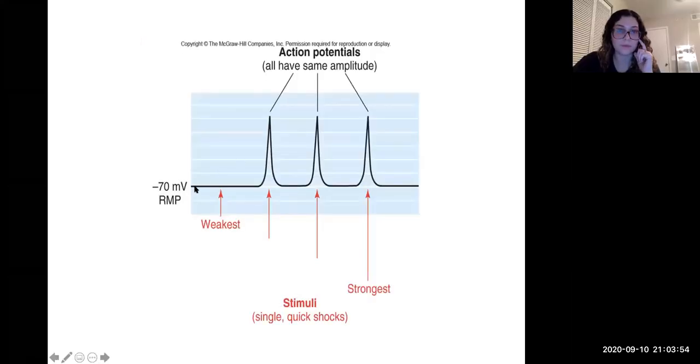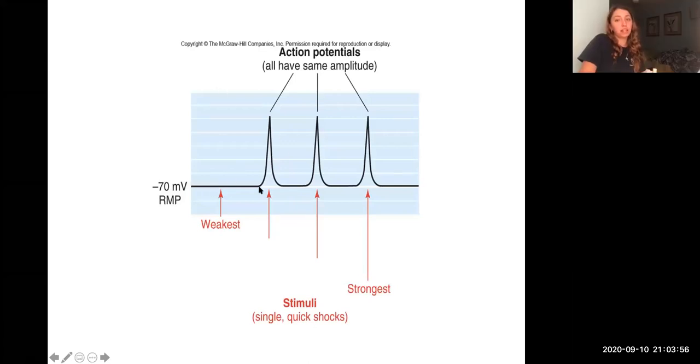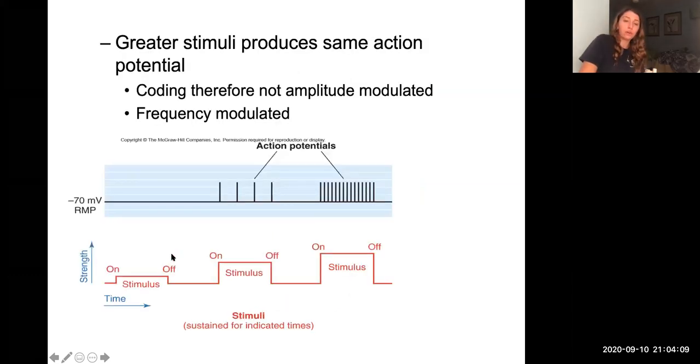Okay. So it's the weakest, and then this is a kind of medium signal, and this is a large signal, and this is the strongest signal. So you see that they all have the same amplitude. The greatest stimuli produce the same action potential, therefore coding is not amplitude modulated, it's frequency modulated. So this is a small stimulus. See how it doesn't do anything.